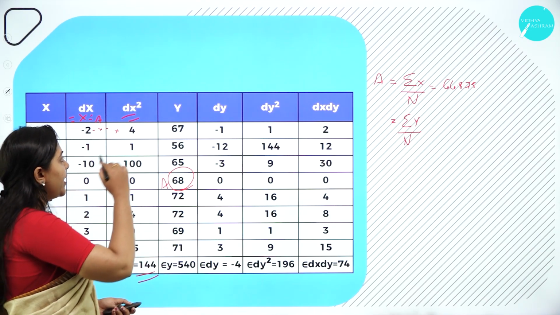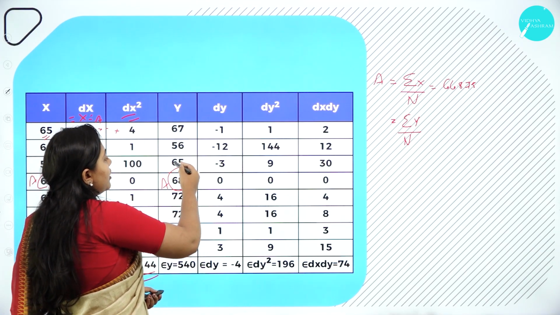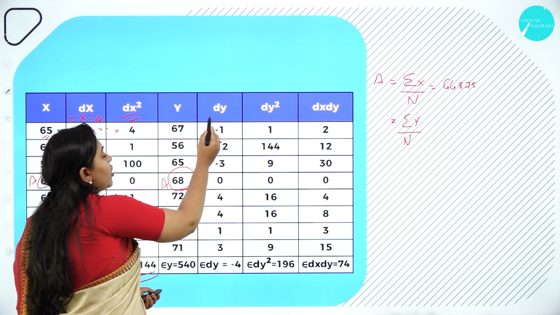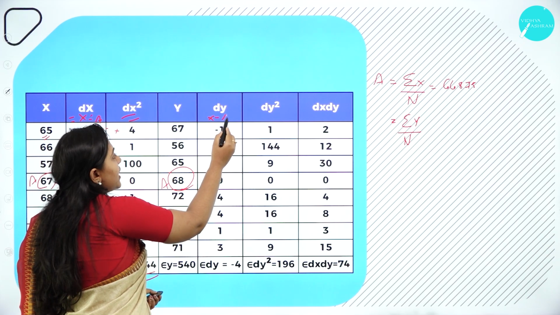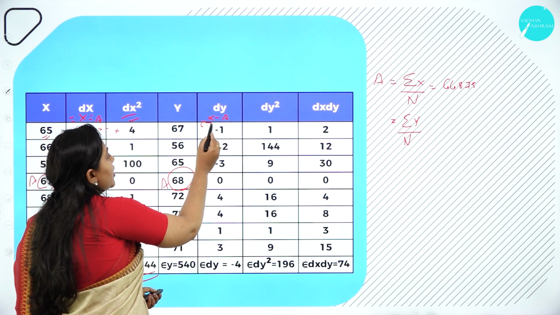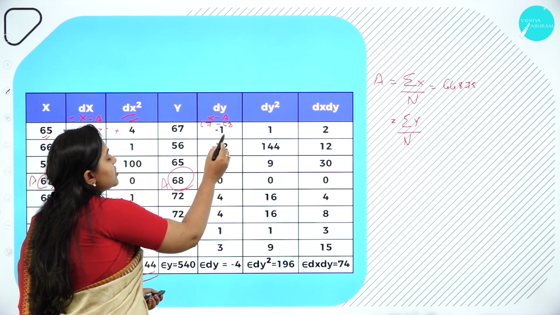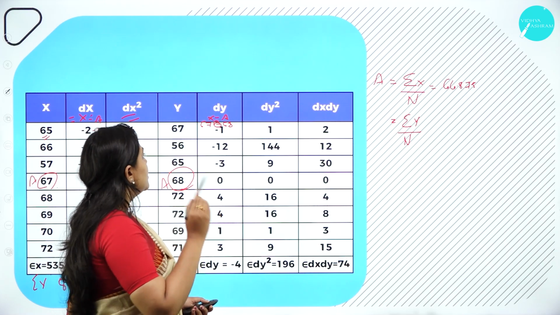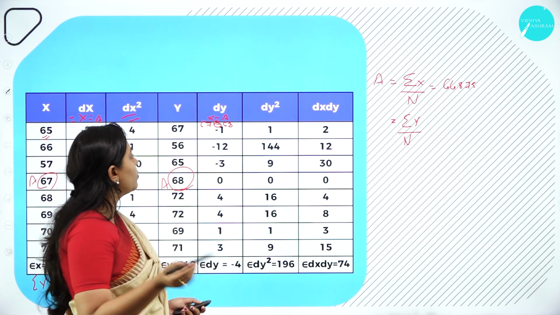144. Next, we have to do the same thing for y. We have calculated the actual mean, so dy. How do we calculate x minus a? So x is how much? 67. 67 minus 68, how much is it? Minus 1. Greater number sign, minus. So 67 minus 68, how much is it?